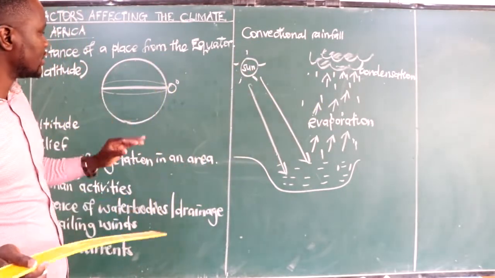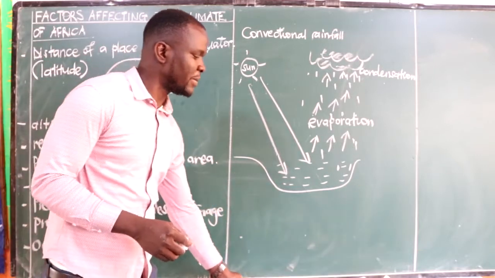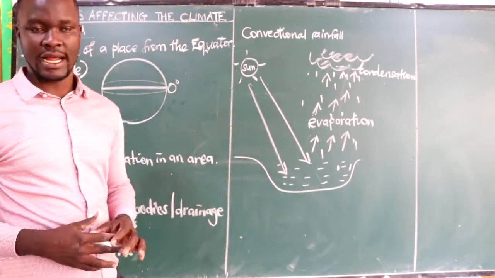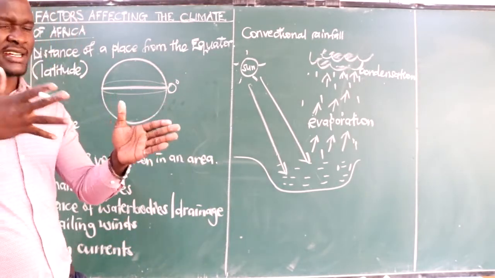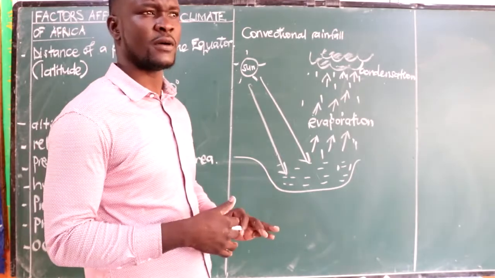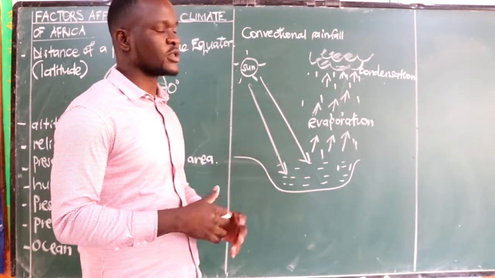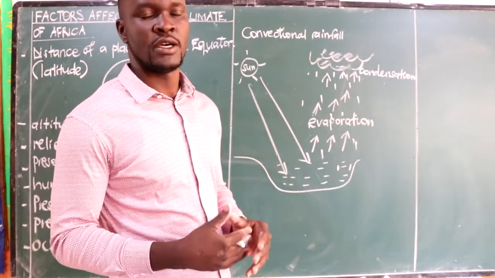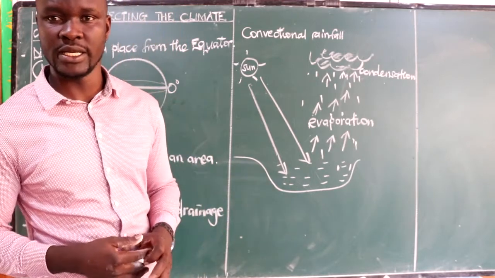So that is how this line, or the distance of a place from that line, can affect the climate of an area. Areas near the equator receive direct sunlight. Therefore, these areas are ever hot, and because of the heat, such processes take place. Evaporation takes place, transpiration takes place, and clouds will be formed, which eventually bring rain.